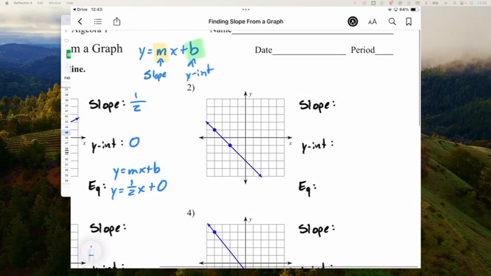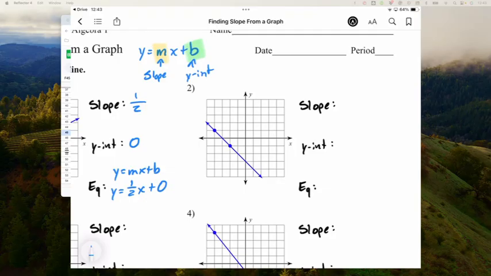Moving on, we need to find the y-intercept here. The y-intercept is -3. It's where the line crosses the y-axis. The slope, if we start at a point on the left, I need to go down 2, so that's -2, and to the right 2, that's +2. So our slope is going to be -2 over 2. The equation y equals mx plus b, y equals -2 over 2, which is the same as -1 over 1, x plus -3.